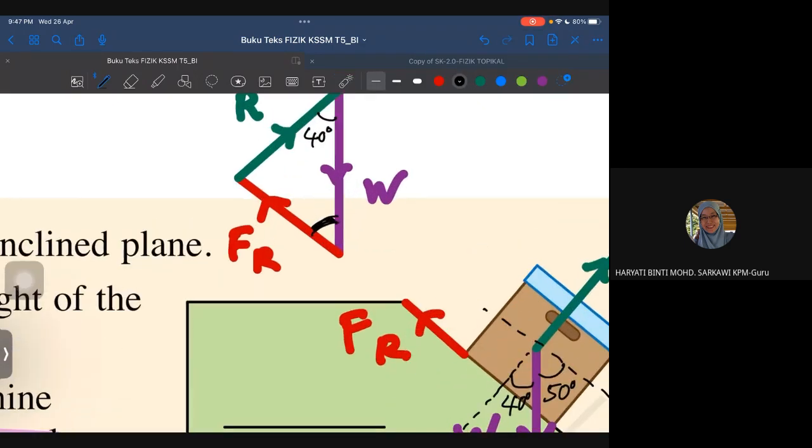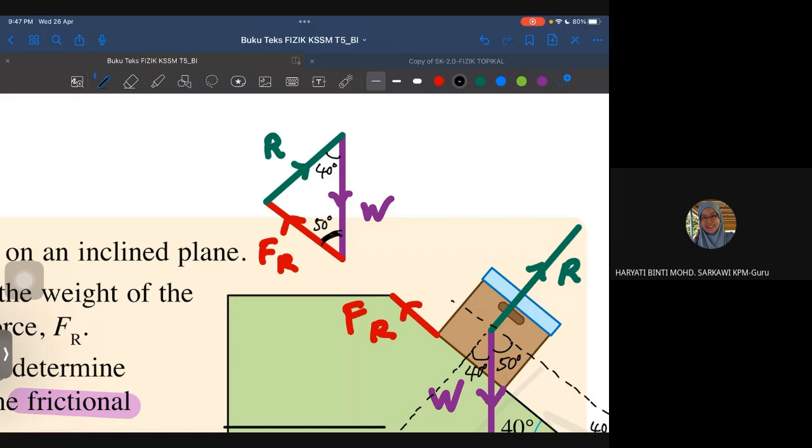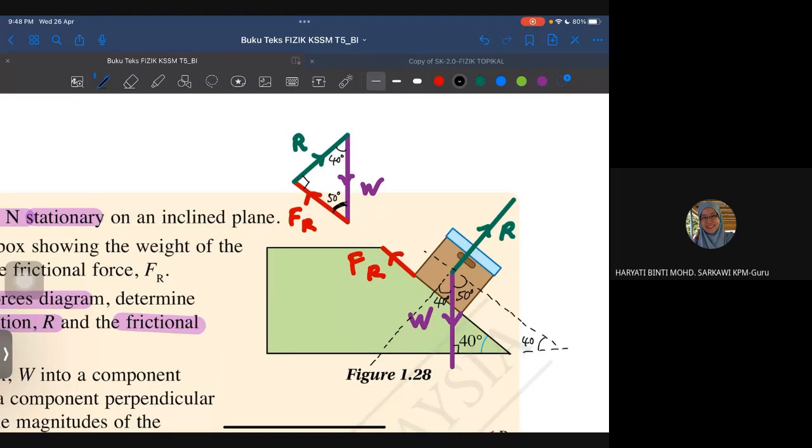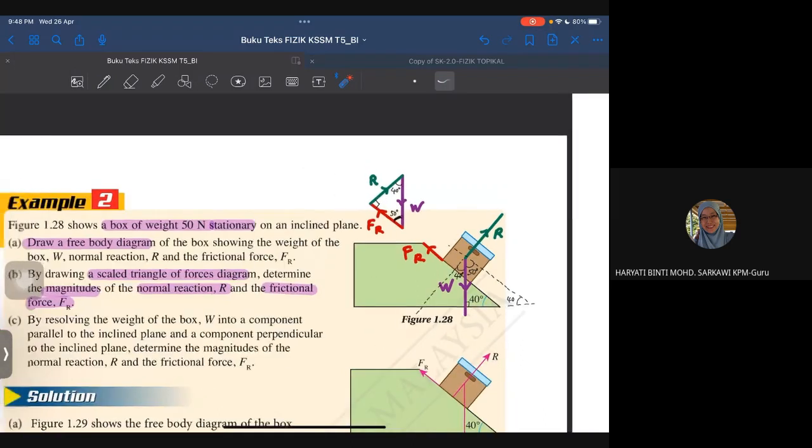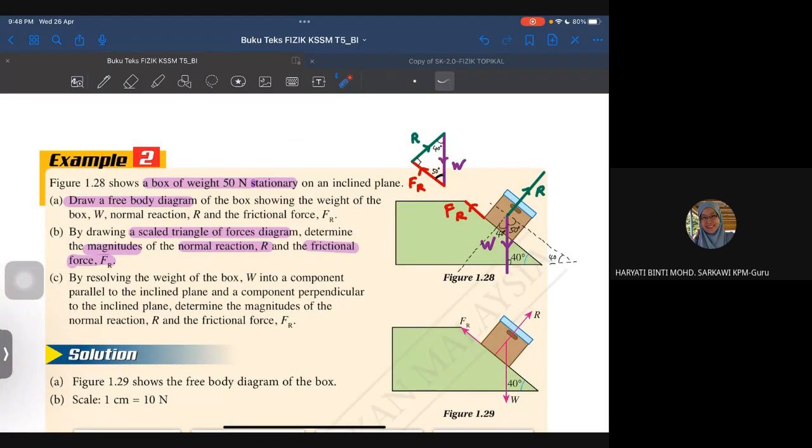This is the tricky part, because you need to have your mathematics skill here. Now what is the angle in between R and FR? 90, correct. Then you can confidently label it 90 degrees. But where do we get that angle? It is from the original diagram. So you need to be careful with this. Can or not?